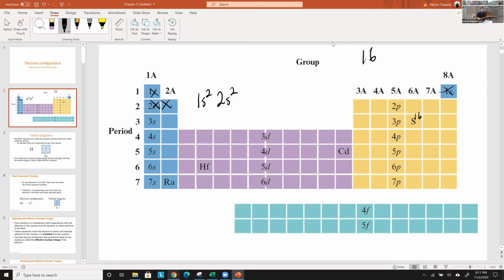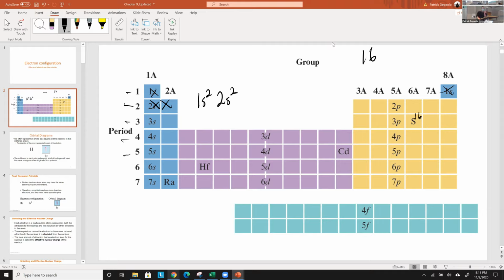P doesn't start at 1. P starts at 2, because n equals 2 is the first position that L could equal 1. It all ties in. So I'll say that again. When you have the numbers in front of the letters, meaning 2p, that 2 represents the n, the energy level. And it's very synced up with the period for the most part. Not for D and F, but for the other ones it is.